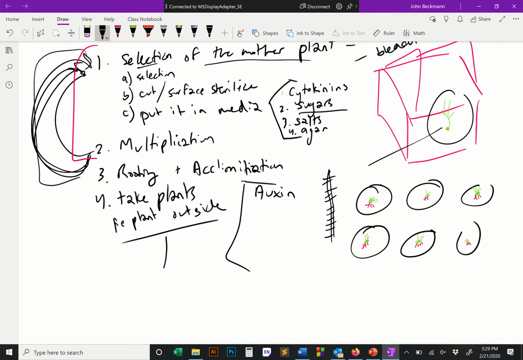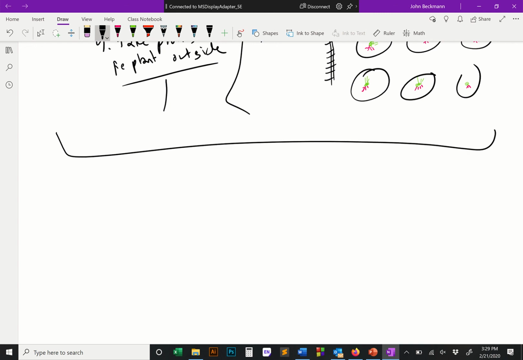Let me see if I mixed anything. That's the gist of micropropagation. Do you guys have any questions?